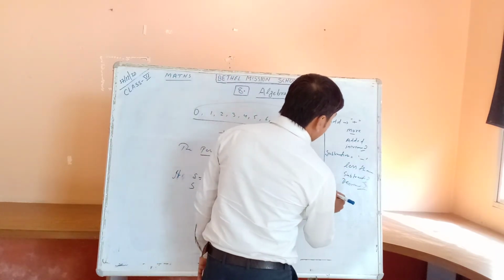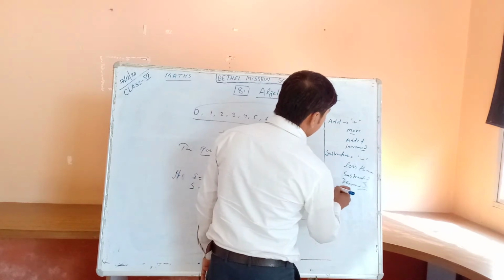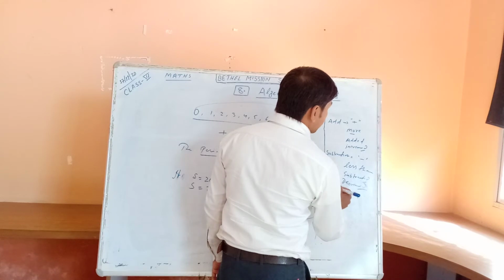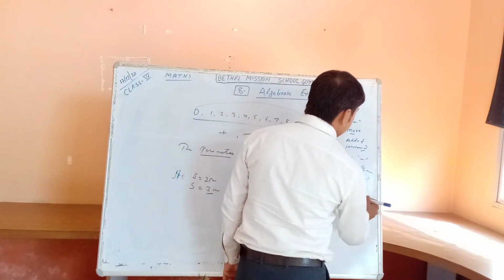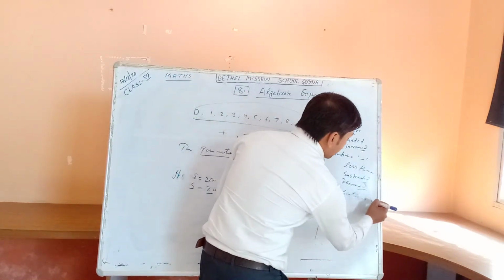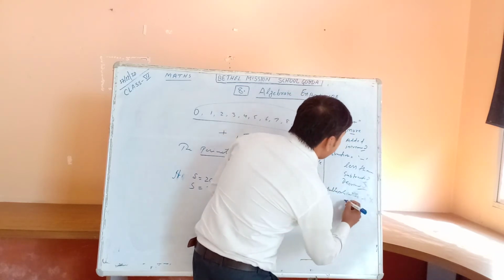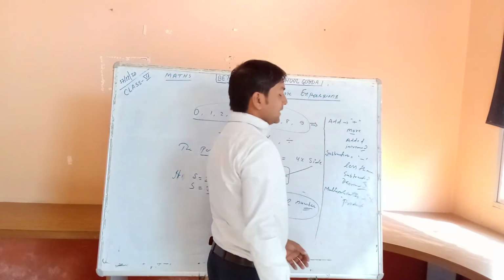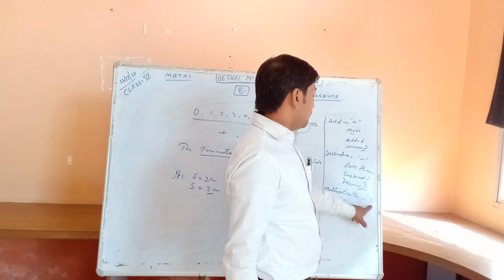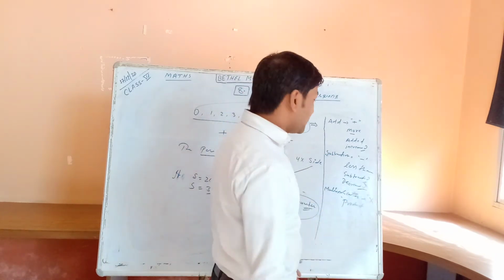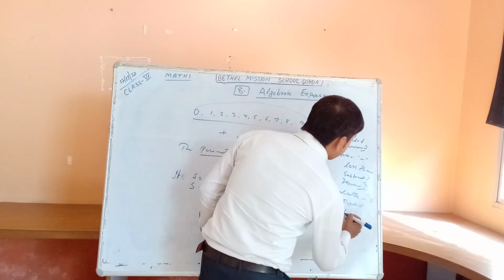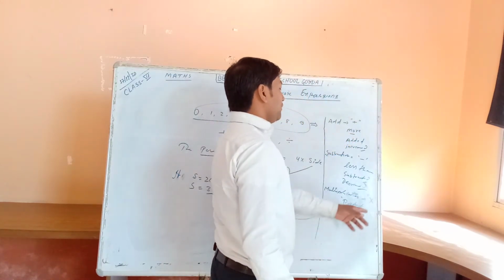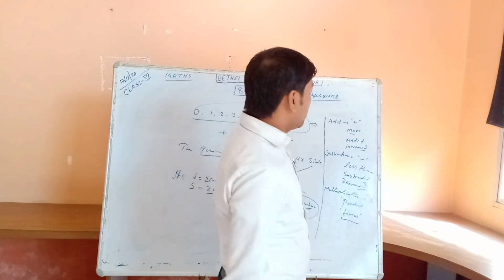For multiplication, if product is written, in that case we use the multiply symbol. Or if times is written, in that case also we take the multiplication symbol.